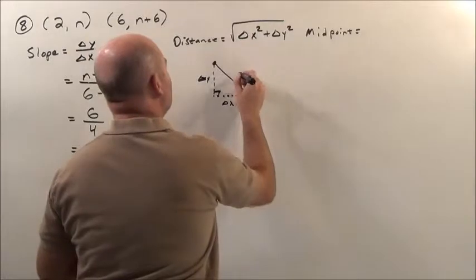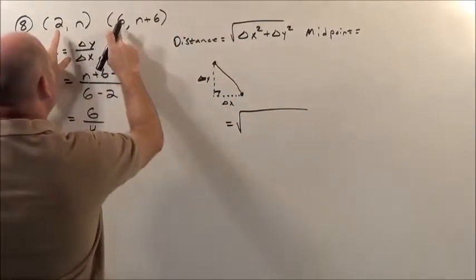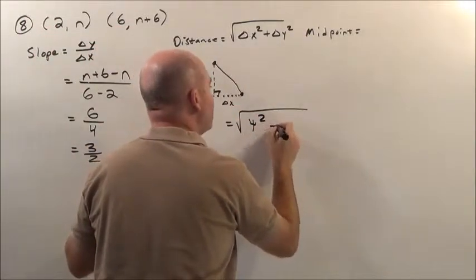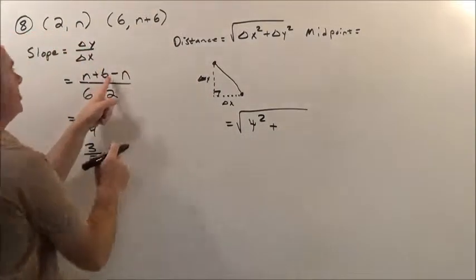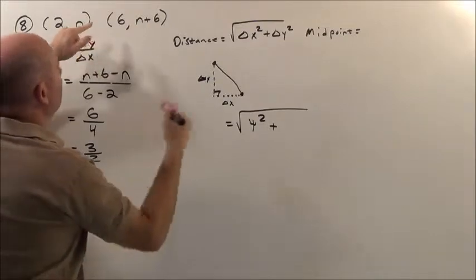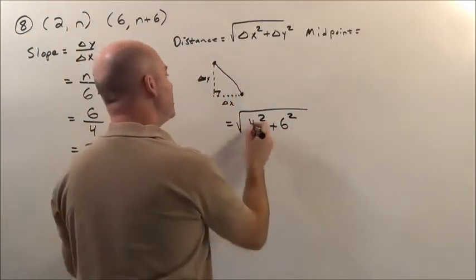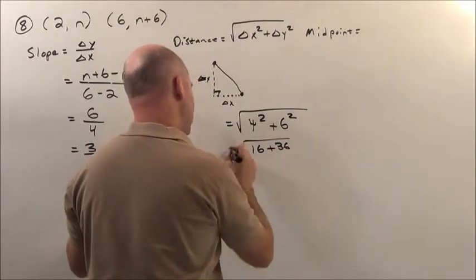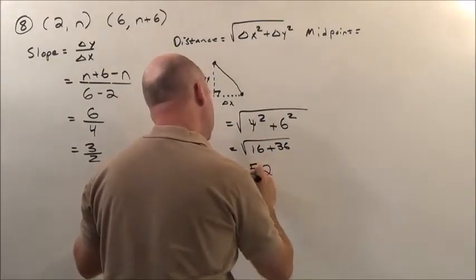So let's go ahead and write this out. It's a change in my x's, so I subtract my x's. 6 minus 2, I can do that in my head. That's 4 squared. Plus the change in my y's. Again, I subtract them, which we've already done here. n plus 6, take away n, is just going to give me 6 squared. So it's 16 and 36. We add them together, 52.